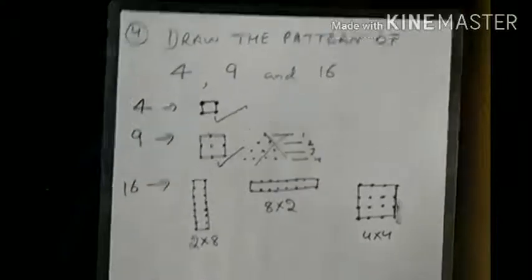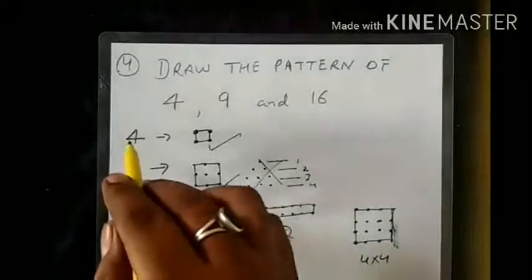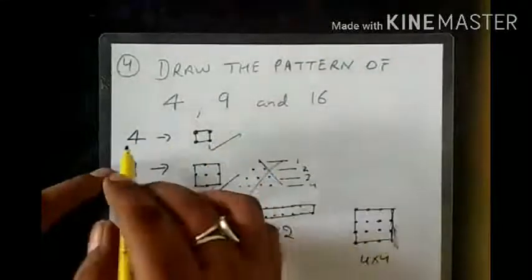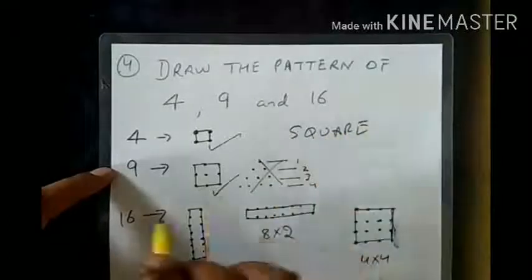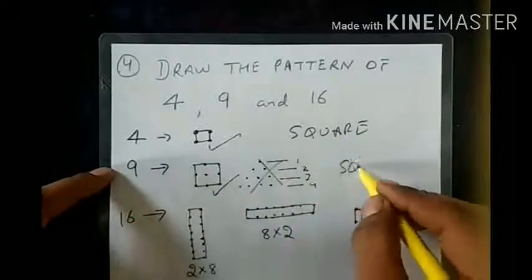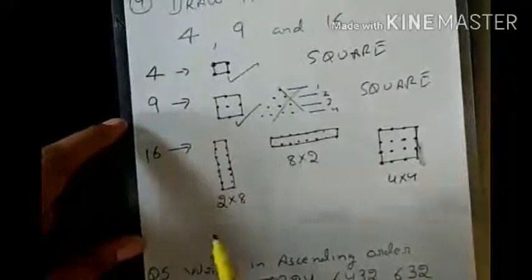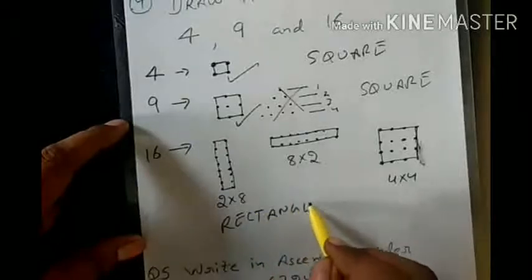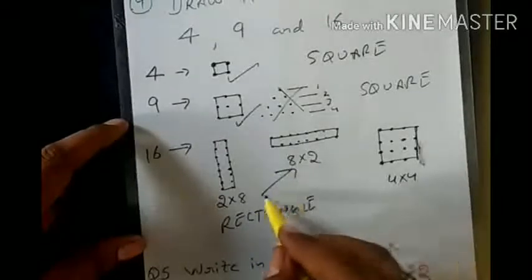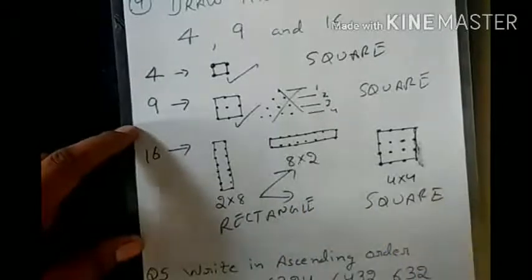Now in this way we have drawn the pattern of 4, 9, 16. For the whole number 4, the pattern is square, and for the 9 the pattern is also square, and for 16 the pattern is rectangle. These two are rectangles and this one is a square.